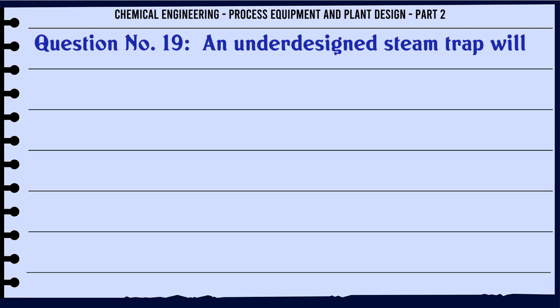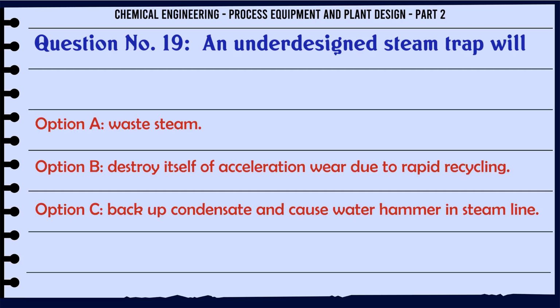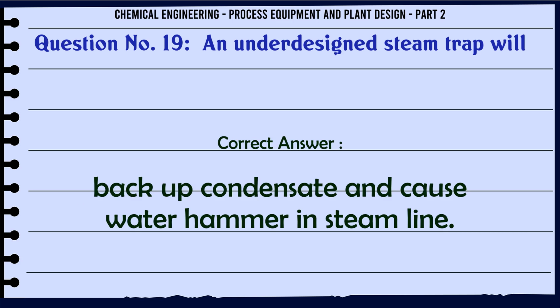0.51.25. An underdesigned steam trap will A. Waste steam. B. Destroy itself of acceleration wear due to rapid recycling. C. Back up condensate and cause water hammer in steam line. D. None of these. The correct answer is back up condensate and cause water hammer in steam line.